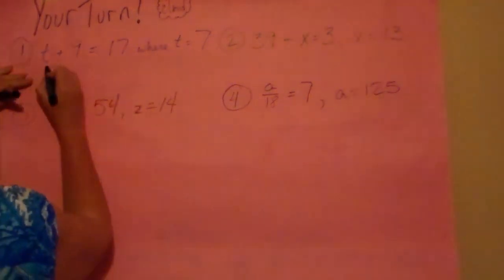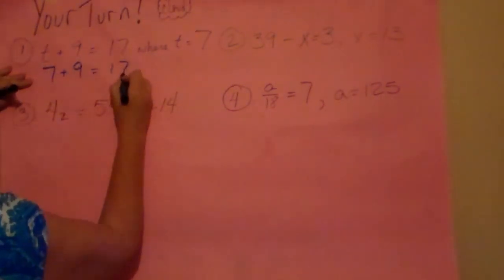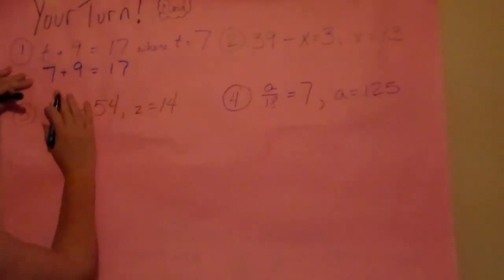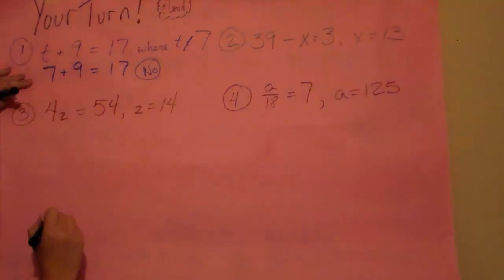So first thing we do is we recopy it. 7 plus 9 equals 17. Is that true? No. 7 plus 9 is 16. So t does not equal that, so that is not true.